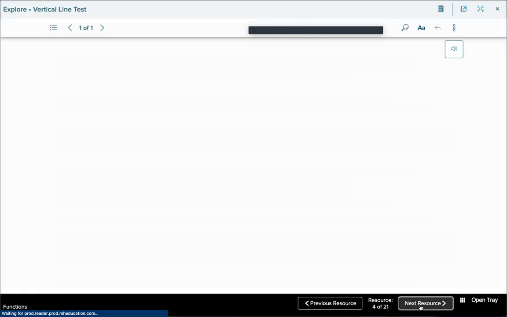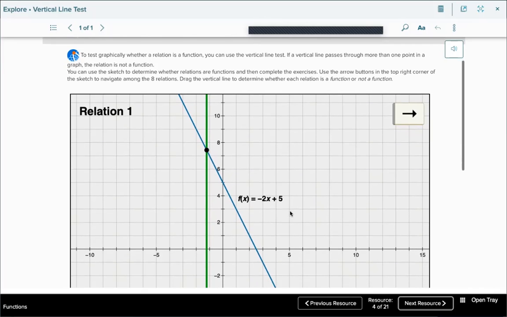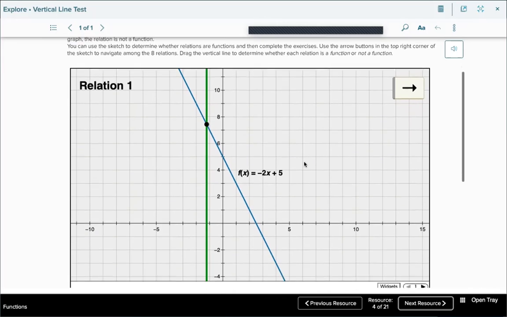There's a quick way, if you're looking at a graph, to tell if a relation is a function, and that's called the vertical line test, okay? To test graphically whether a relation is a function, you can use the vertical line test. If a vertical line, so that's a line up and down, this green line, passes through more than one point in a graph, the relation is not a function, okay? So we're going to look through these examples to see if each is a function or not a function, okay? We can drag the vertical line to tell.